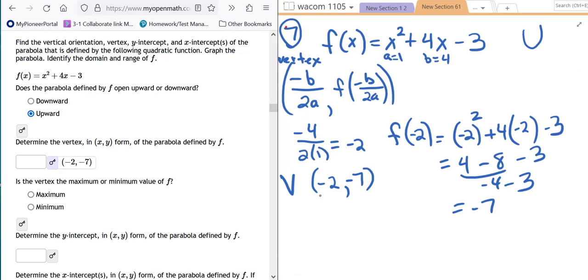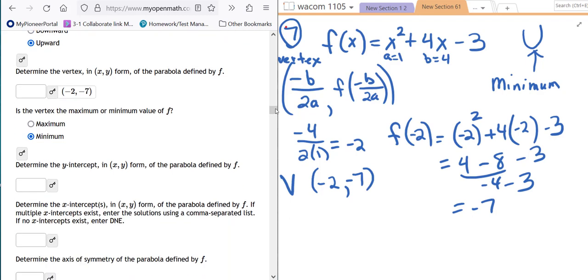And since it opens up, this vertex is an absolute minimum. That's going to be very important for us. The vertex is really important. So we get a minimum on this one. And they want to know the y-intercept. Plug your zeros in. It's negative 3.